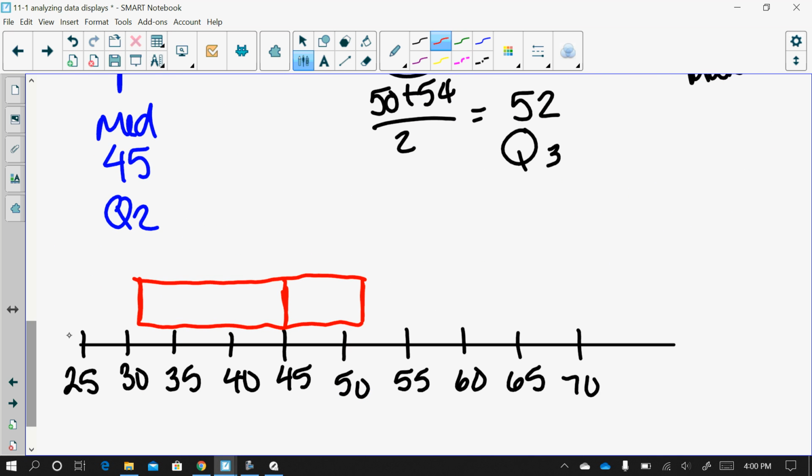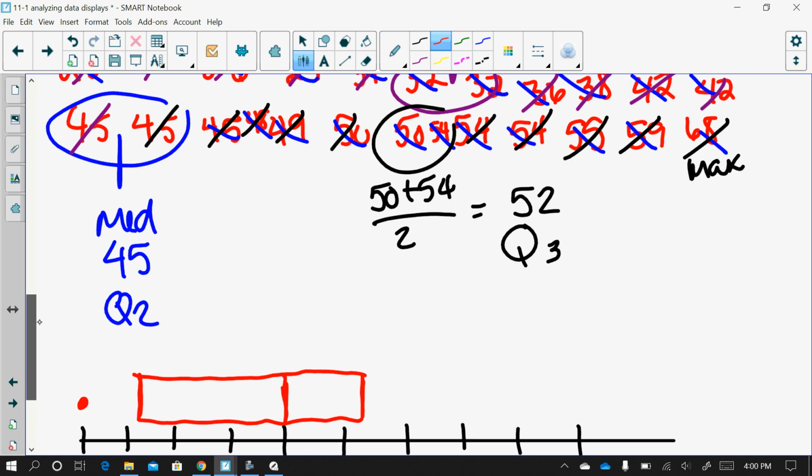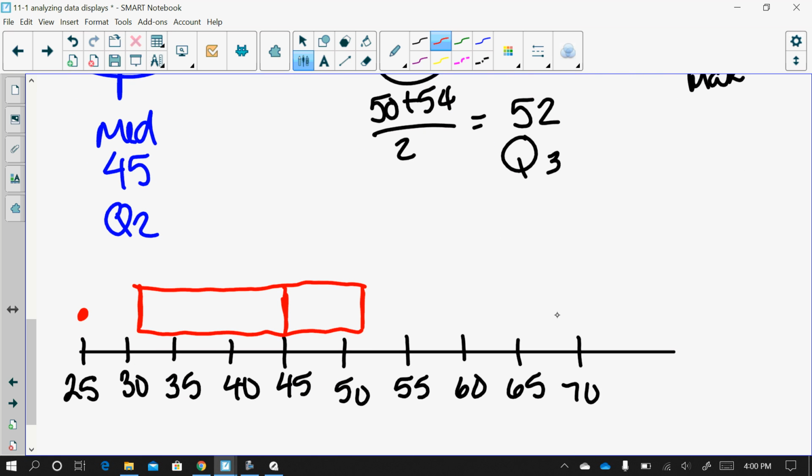Now the min is 25, so with these you just put a dot. And the maximum is 68, so that's about right here. Put a dot, and you connect them to the box with lines. They look like whiskers, which is why this is called a box and whisker plot.